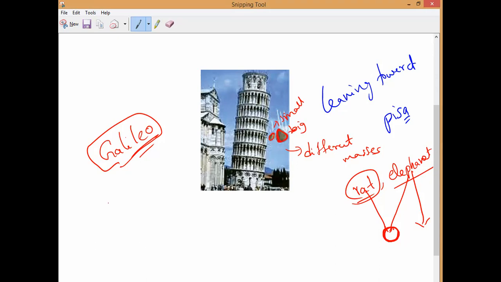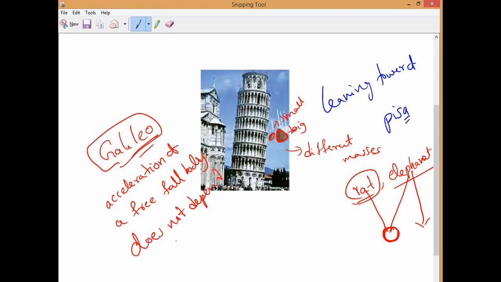He made the conclusion that the acceleration of a freely falling body does not depend on mass. That is what you should remember. Because of this reason, as you asked me yesterday, a big stone and a small stone both reach the ground at the same time. Is it okay, guys? Yes, sir. So remember it.